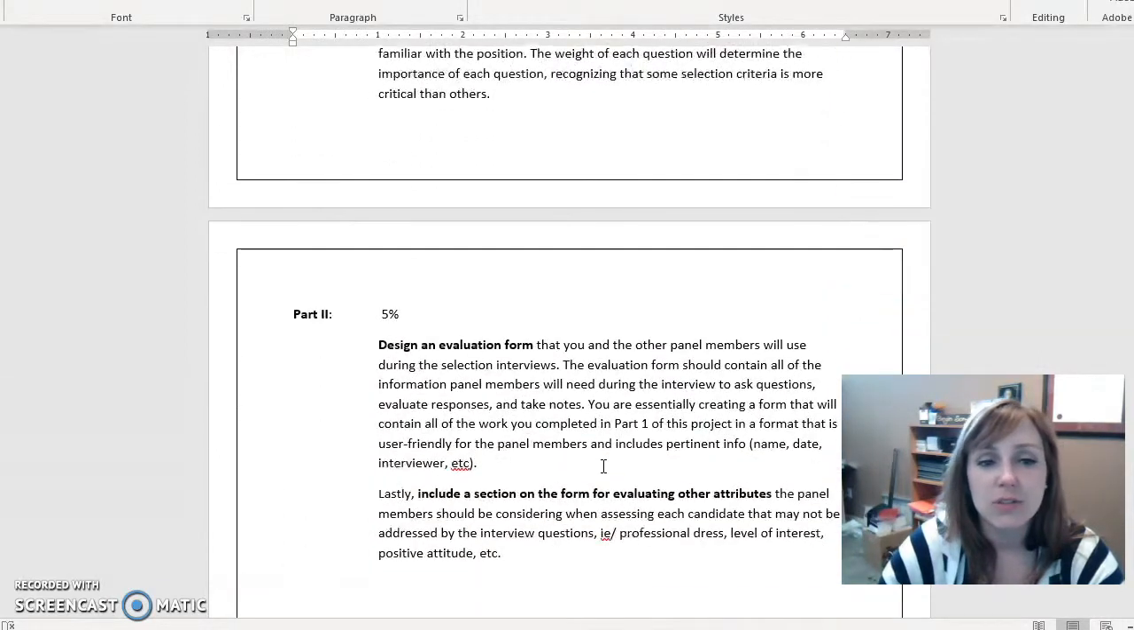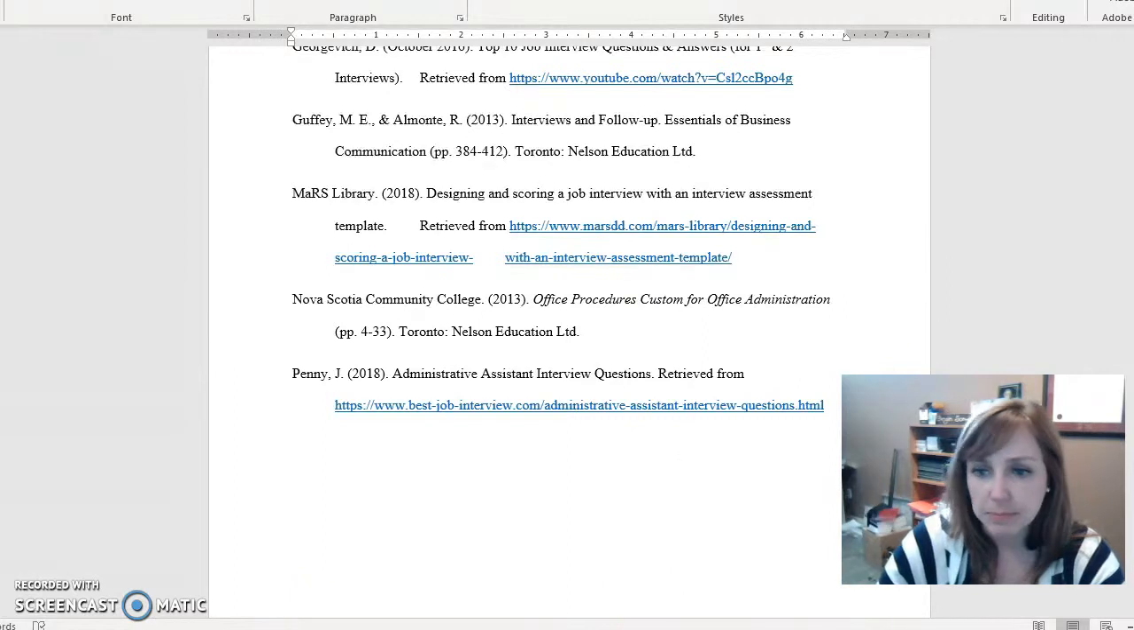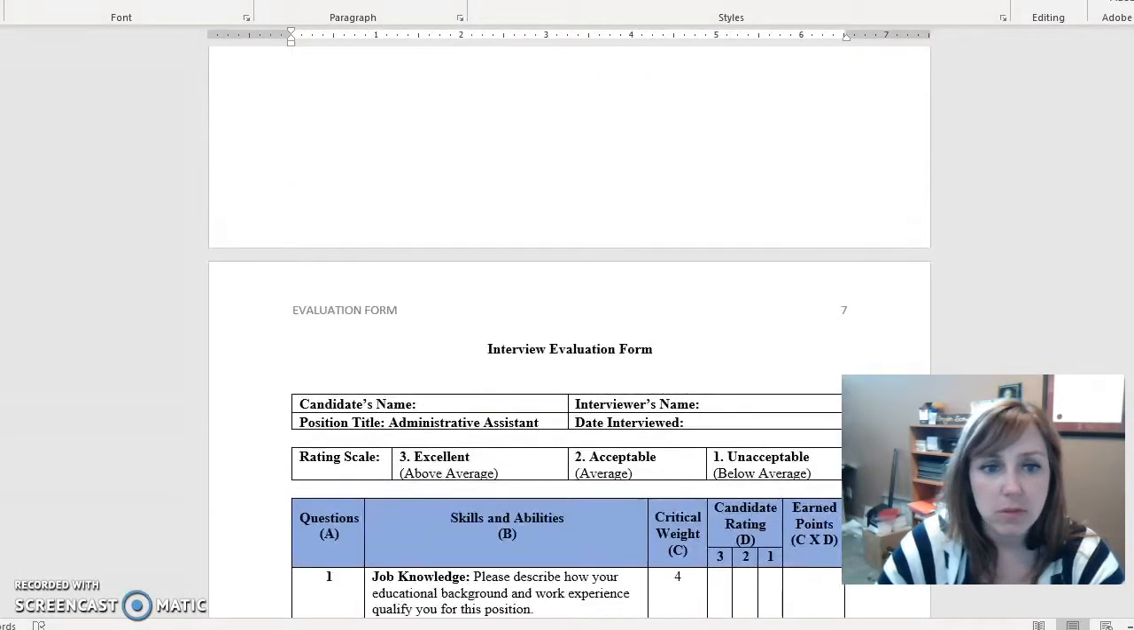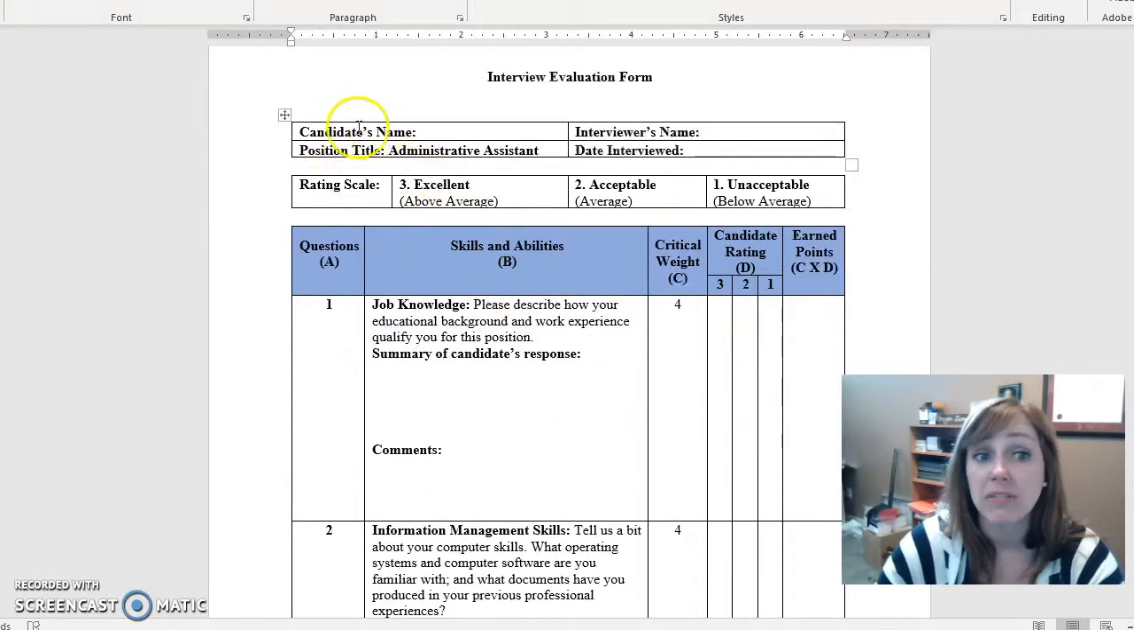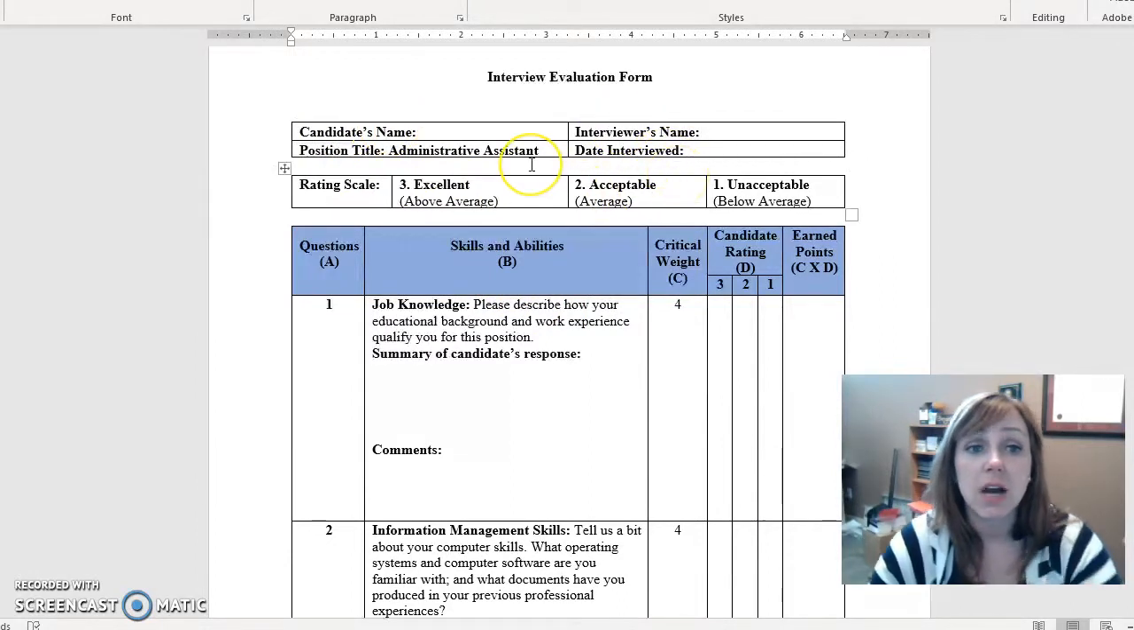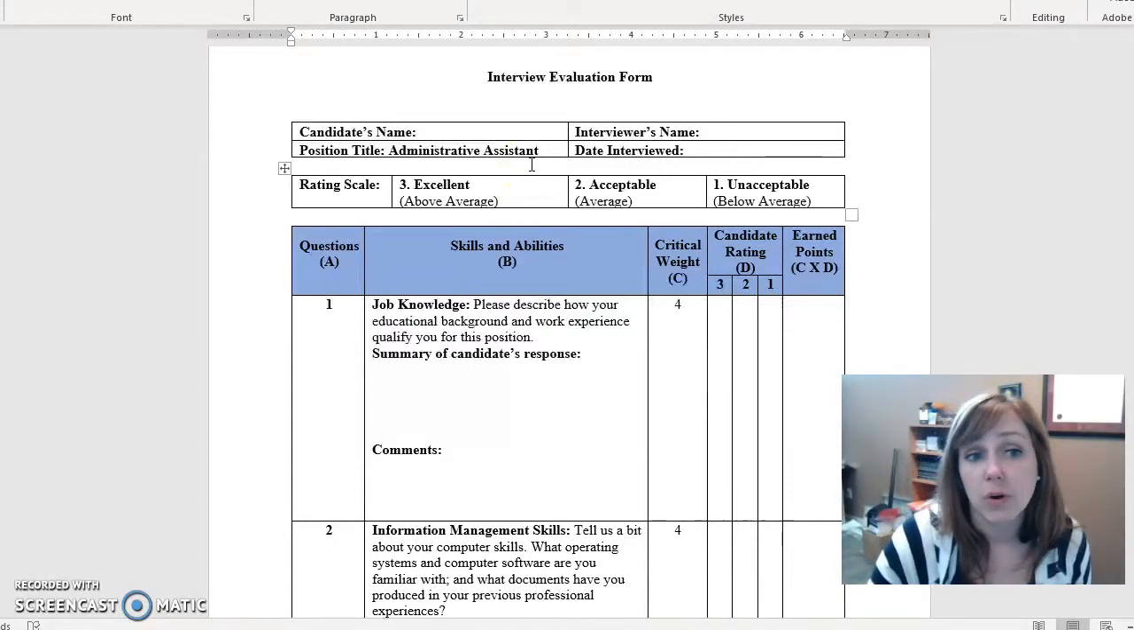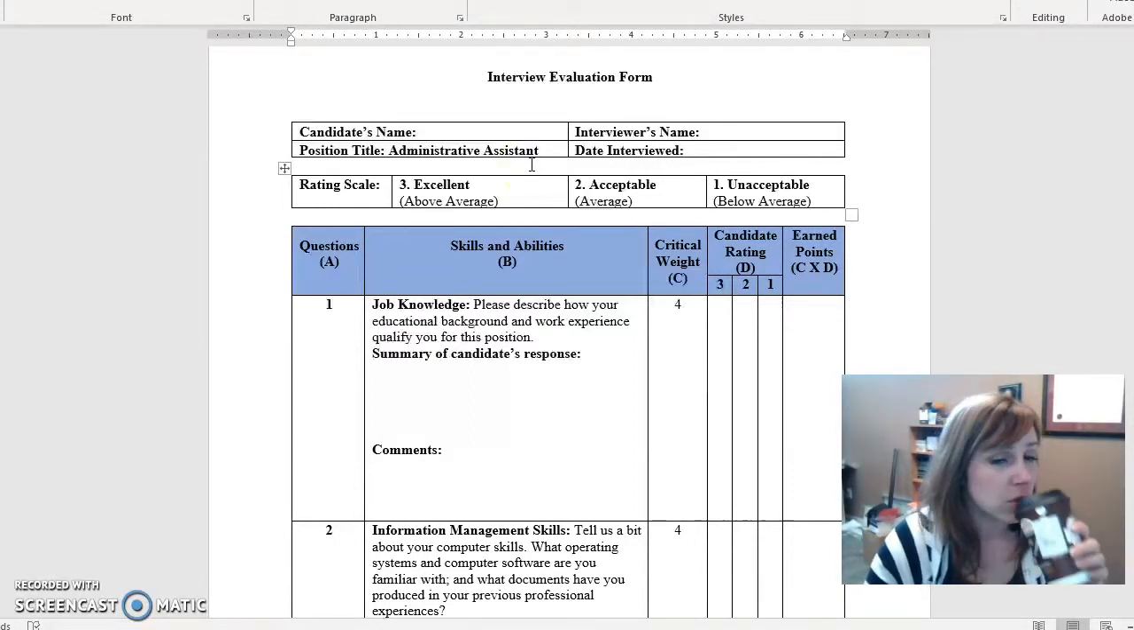And then you will design an interview evaluation tool to be used by a panel of people who would be doing the interview. The form is usually formatted using Word or Publisher or something, and has the candidate's name up at the top. I'm actually going to show you one as we speak right now. The evaluation form would have the candidate's name at the top, who's doing the interview, the date the interview is being conducted, and the title of the position you're interviewing for. In this case, it's the administrative assistant role.